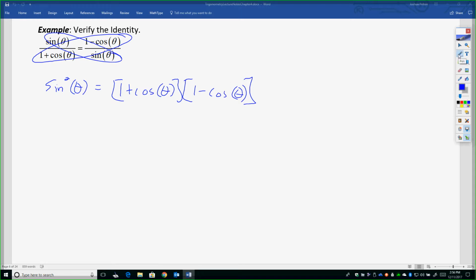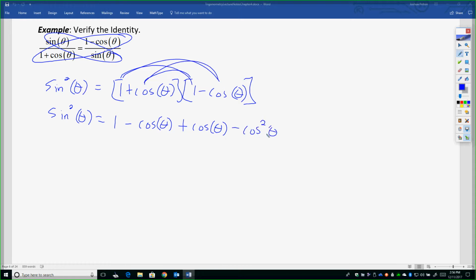Okay, so if we distribute now, sine squared of theta equals 1 minus cosine plus cosine minus cosine squared. So sine squared of theta equals 1. Those will go away. Minus cosine squared of theta.